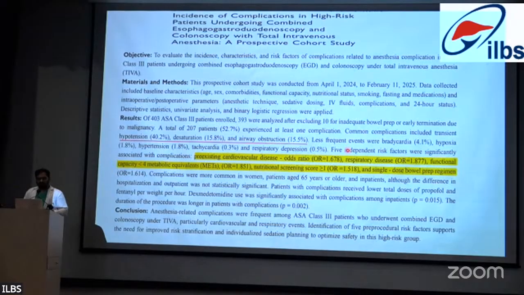It has been found that 5 pre-existing factors are independent risk factors for colonoscopy complications. They are pre-existing cardiovascular risk, pre-existing respiratory disease, functional capacity METs less than 4, nutritional screening score more than 1, and single dose bowel prep.